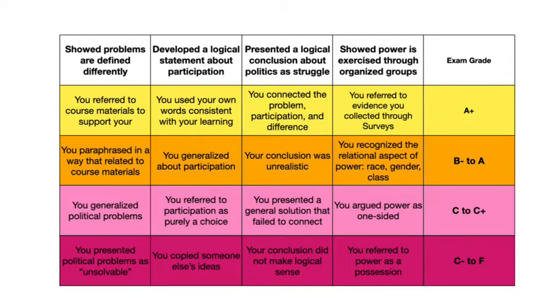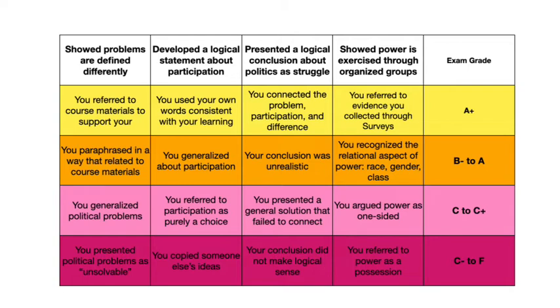The yellow bar here would be what an A+ student would do. So you're going to refer to the course materials to support your answers. You're going to use your own words consistent with your learning, so it's not going to be totally new and different than everything else you've been saying in this class. You've connected the problem, participation, and difference together, and you referred to evidence you collected through surveys. And so this is going to be organizing and pulling everything together in a very logical way that's been consistent across the semester.